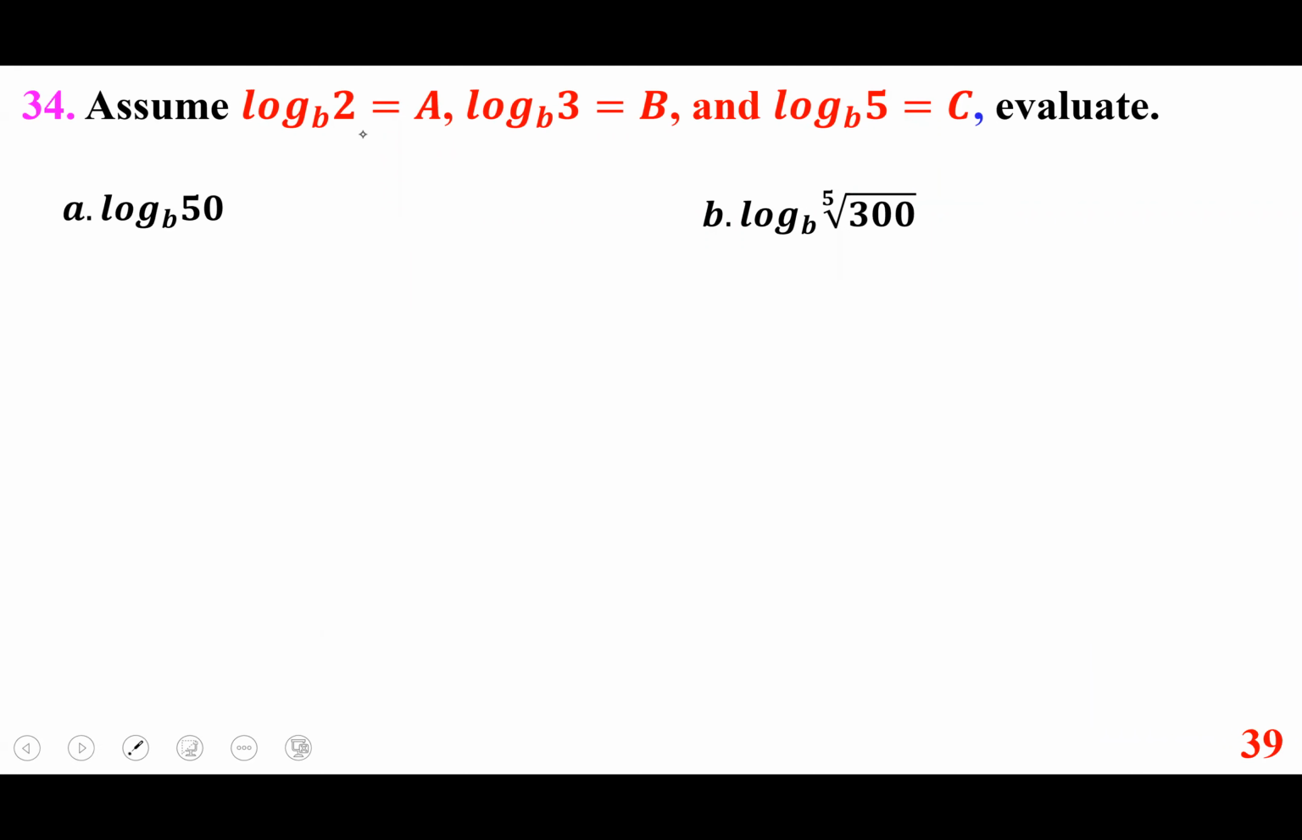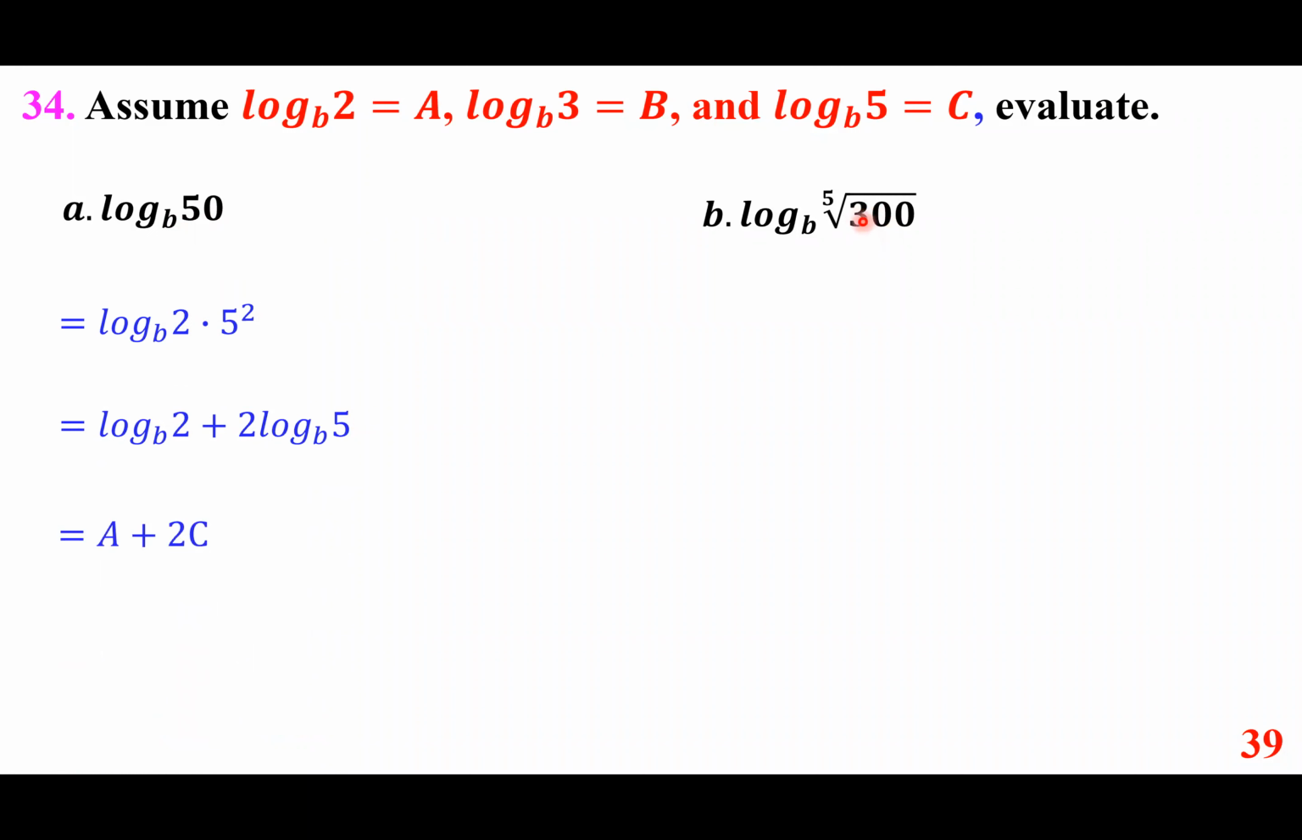Assuming log 2 is a, log 3 is b, log 5 is c, and we don't know the base. The base is something like b. How do we evaluate those? We have to factor. I'm assuming everybody's okay with the factoring. 50 is 2 times 5 squared, because it's 2 times 25, and 25 is 5 squared. I will show you on 300. And so this is log 2, this is 2 log 5, and all of them the same base. And now you replace this with a, you replace this with c, and you're done.